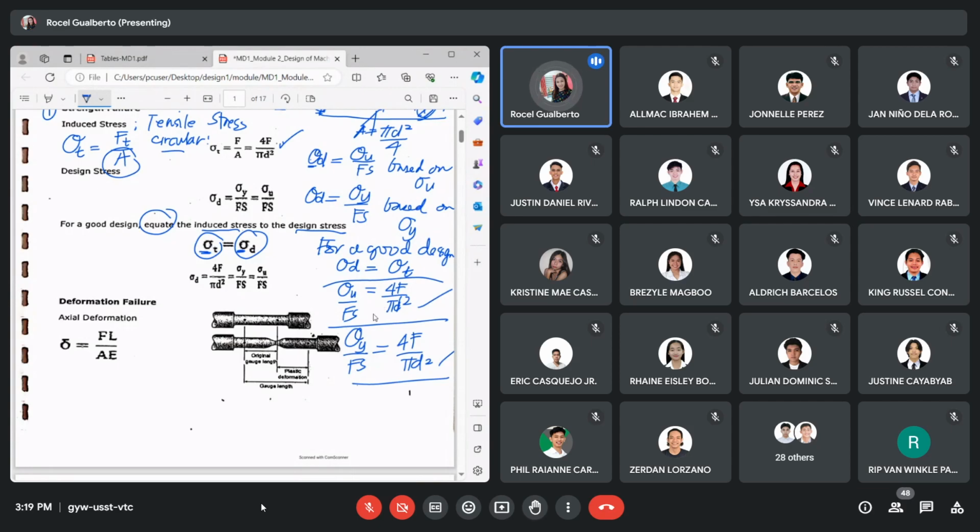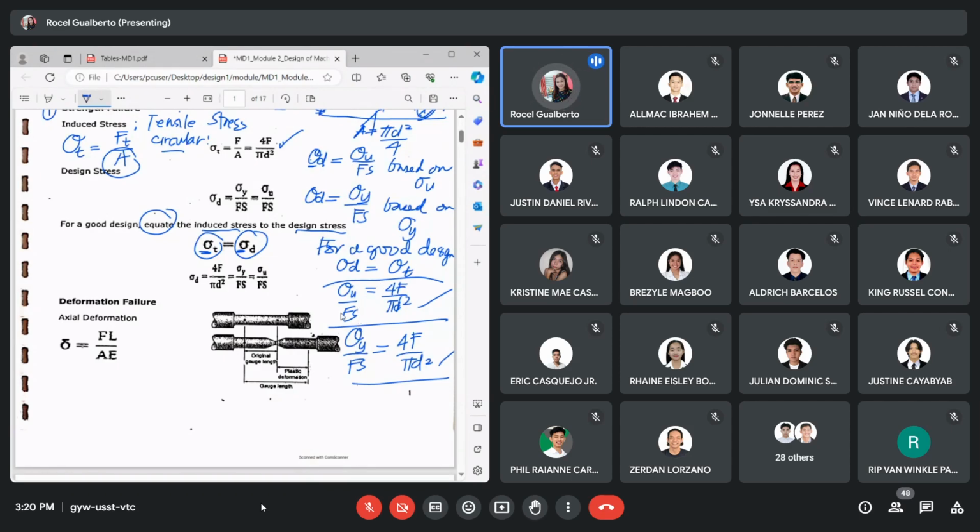Now you look at our equation. Sigma u over Fs equal to 4F over pi d squared. Ito naman, sigma y lang po yung naiba. And then let us evaluate each component po. Yung sigma u at saka po yung sigma y, saan po ba natin makukuha yung values ng dalawang ito? Tama po, doon po sa table of properties natin. Titingnan lang po natin yung mga design tables and then look for the particular material po na gagamitin. So, kunin po natin yung value ng sigma u and sigma y po nila.